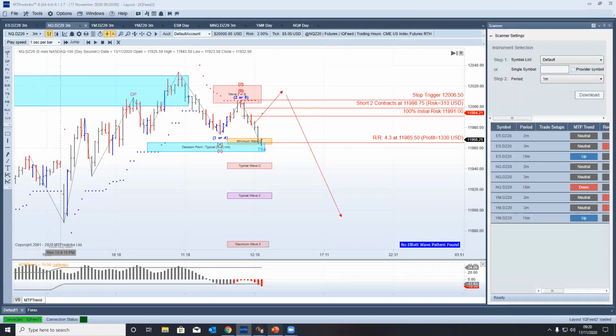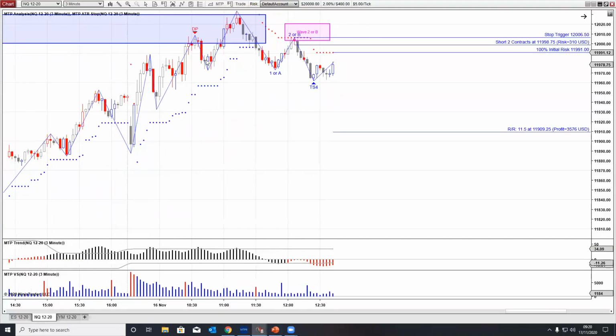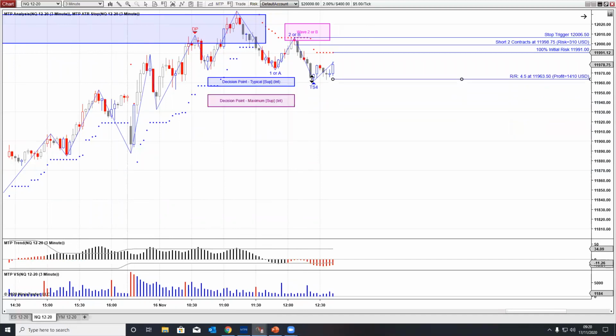And of course, if you're using NinjaTrader, well then you know exactly the same. There would be the DP from the low there. That would be your target. So it'd be exactly the same kind of setup there. So as you can see, if you're a bit more experienced with MTPredictor, there are some things you can do to uncover some more advanced trades.